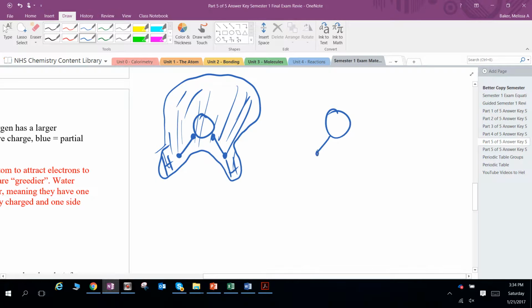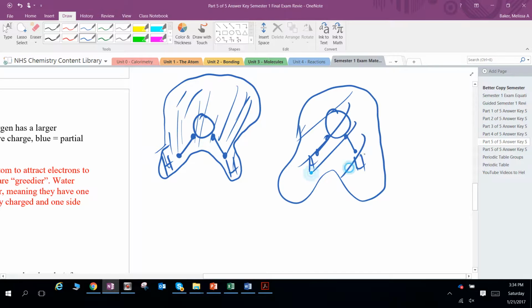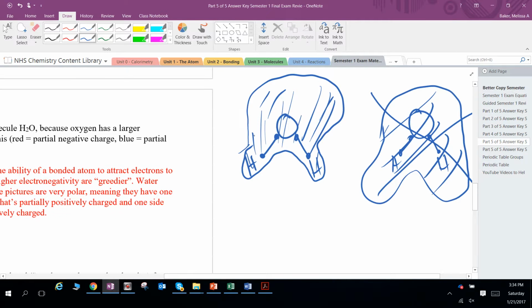So if I were to draw kind of the opposite of this, if there was equal sharing, you might see an even amount of cloud around all of the atoms. But that's just not how it is. So back to this drawing, a lot of times you'll see arrows pointing to the atom that is greedier. And you can look up the value. It's called the electronegativity value. Oxygen's is 3.44, hydrogen's is 2.1.